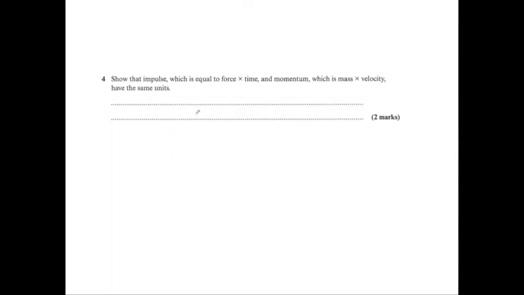Show that impulse, which is equal to force times time, and momentum, which is mass times velocity, have the same units. Okay, so we know that force times time, we've been told, is the same as mass times velocity. If they've got the same units, they must be equal to each other. We've said that force is mass times acceleration multiplied by time, and that must equal mass times velocity.